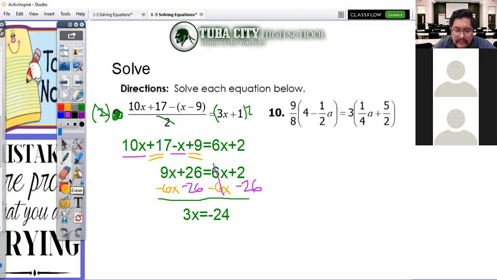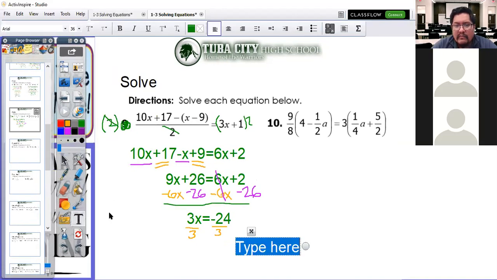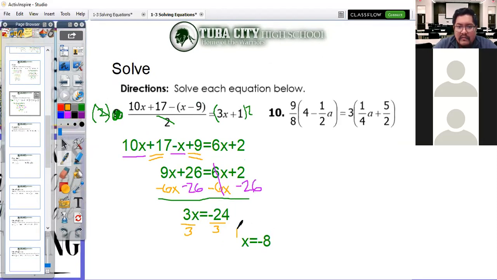And we just need to divide both sides. So we still have to get rid of this 3. So again, that's 3 times x. So we do the inverse, which is divide by 3. And it looks like we're ready to get our answer out. So x is equal to negative 8. And again, there's a lot of stuff going on with this one, but don't be scared. Okay, don't be scared.